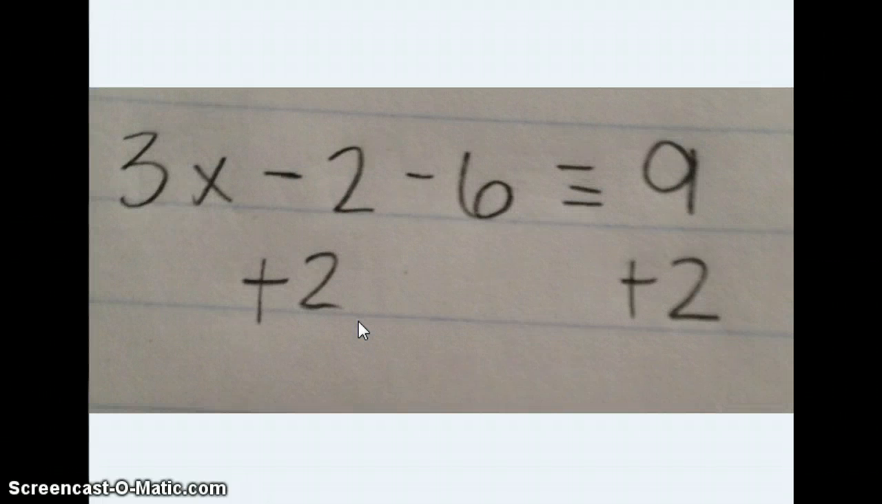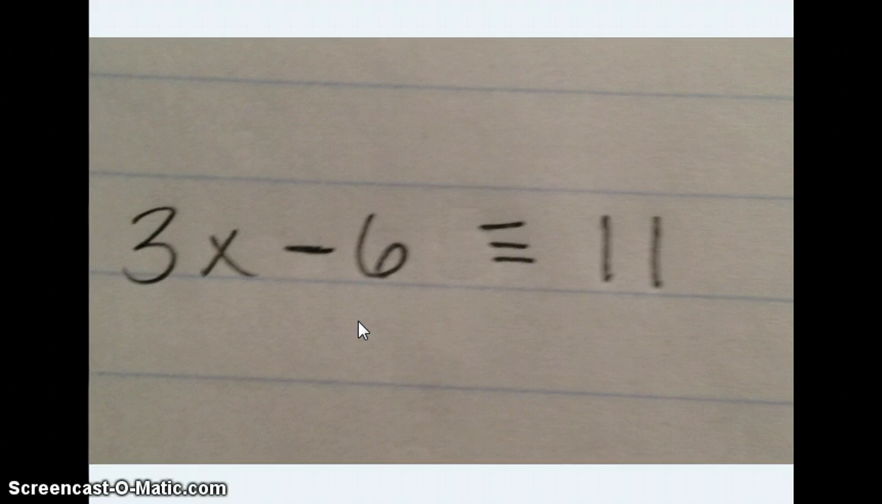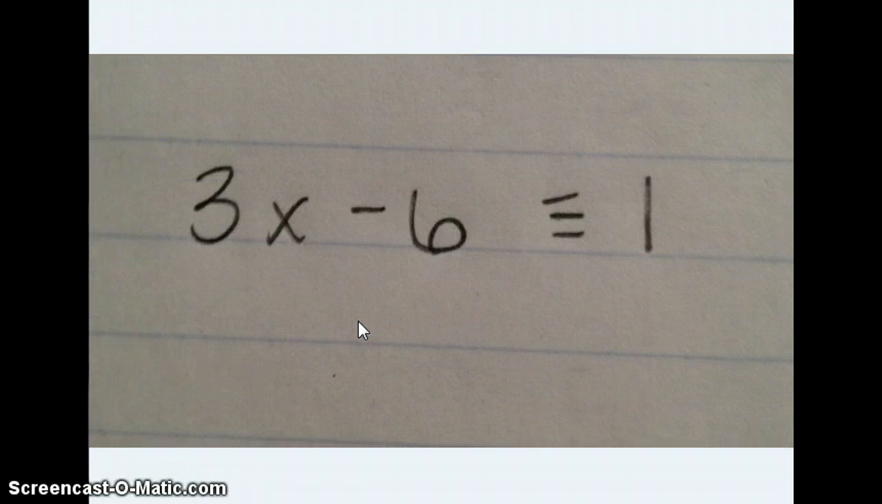The next step is to add 2. So when you add 2, negative 2 plus 2 is 0, and 9 plus 2 is 11. So you have 3x minus 6 is congruent to 11. And because it is mod 10, that 11 becomes a 1.